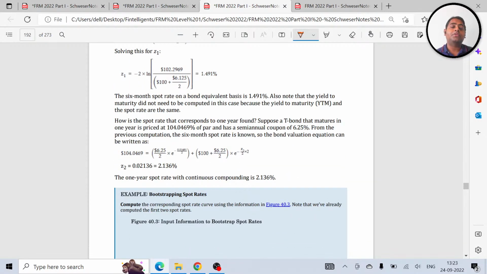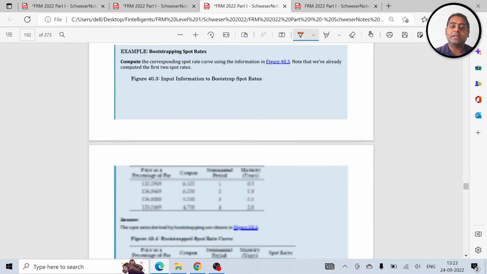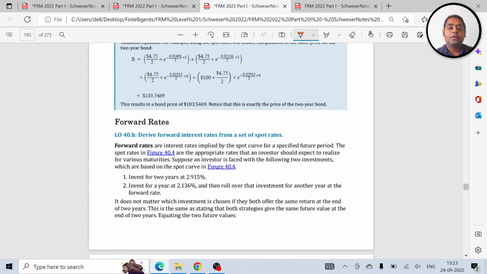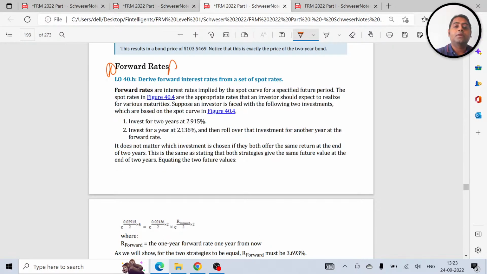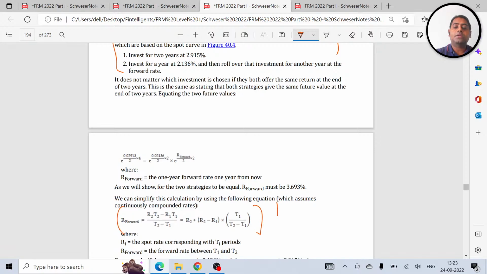Bootstrapping, even if you get a question like this in the exam, you have to be smart. Okay, don't do it at the start, do it at the end because it is going to be time consuming. Ideally, I have not heard bootstrapping also being tested heavily in the exam. Forward rate is important. How do we calculate forward rate? The formula is important.